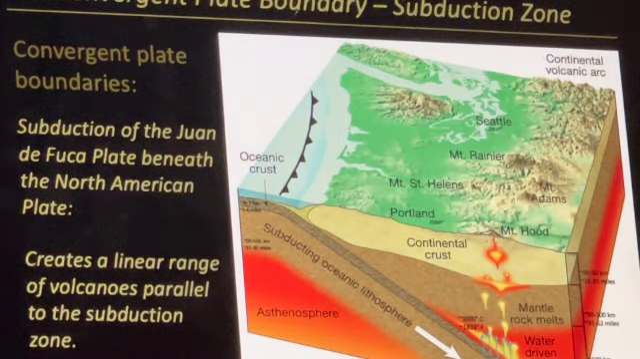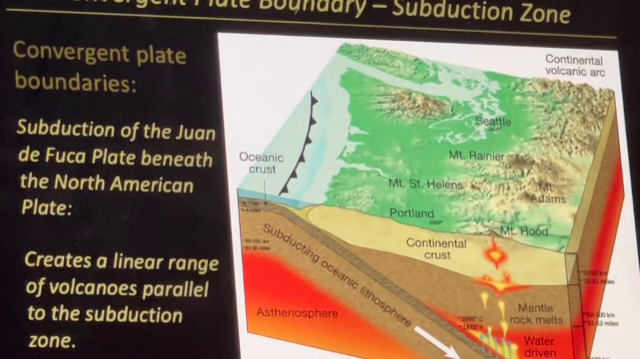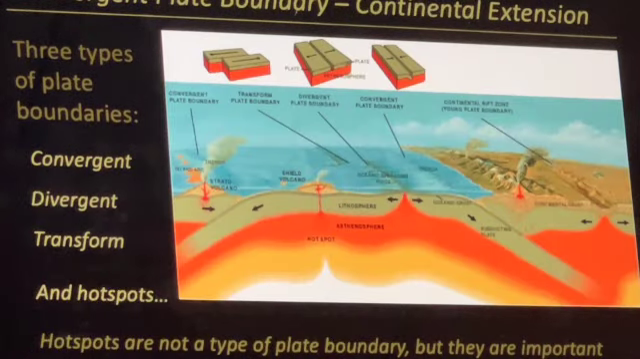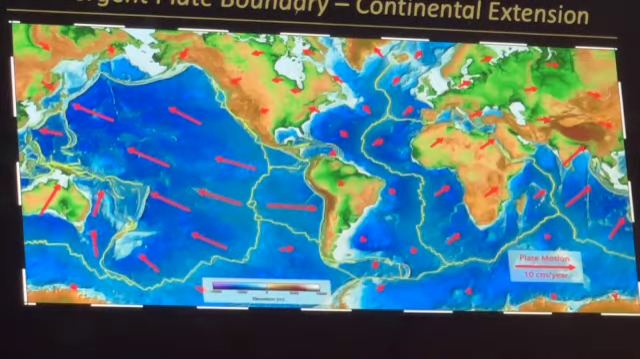All right, so that was convergent plate boundaries, subduction zones, and some of the areas in Oregon where you see results of those. Now we're going to move on from where plates are moving towards each other to where plates are moving away from each other, divergent plate boundaries.